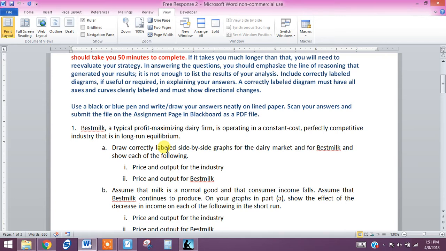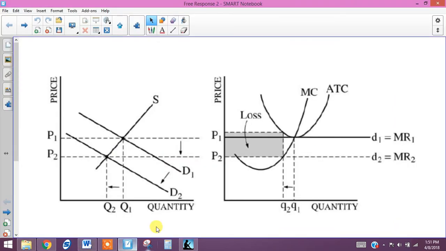So the first thing we want to do is draw correctly labeled side-by-side graphs for the daily market, that's going to be on the left, and for the firm Best Milk on the right. And we want to show price and output for the industry, and price and output for Best Milk. So this is what you should draw right here. Now this is the firm. I'm sorry, this is the industry.